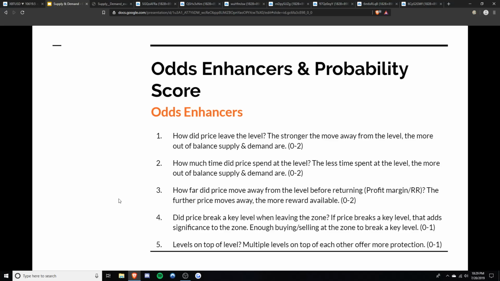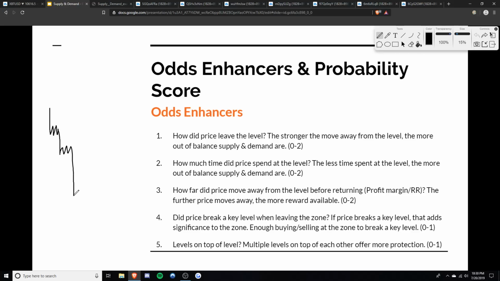If you have 2 levels, let's see if I can do this. Okay, we'll just run with that. So say you have a drop, a base, a drop, a base, another drop, right? If you take a short from this supply zone right here, you could place your stop above this supply zone. That way you're getting 2 levels of protection.